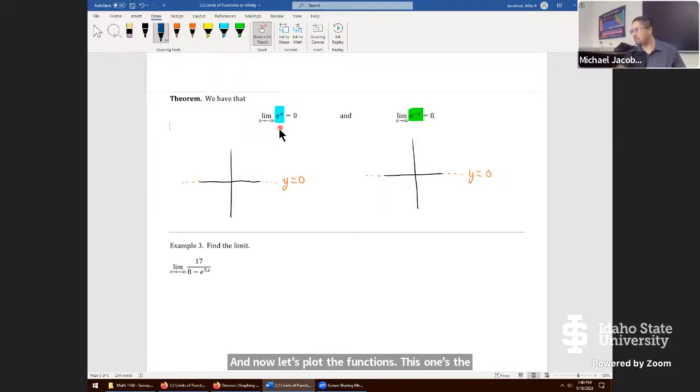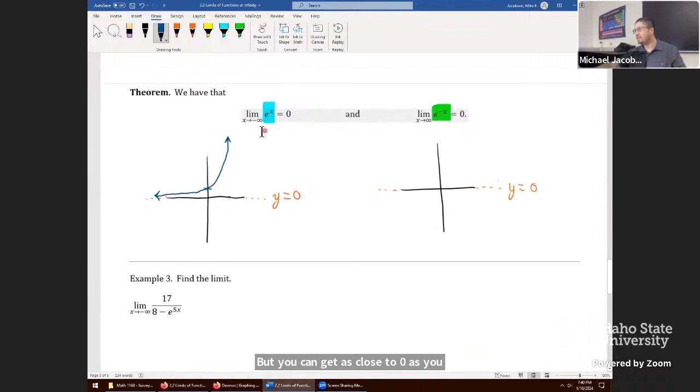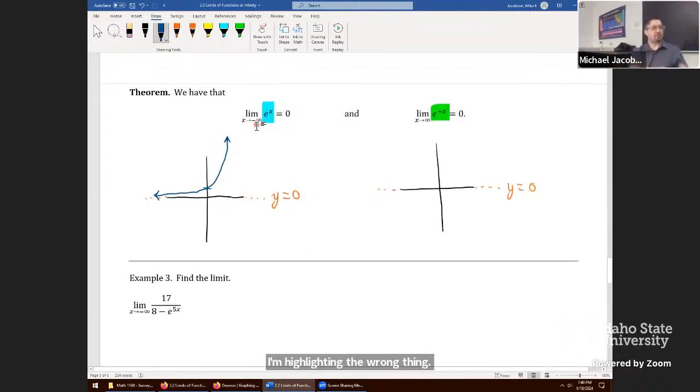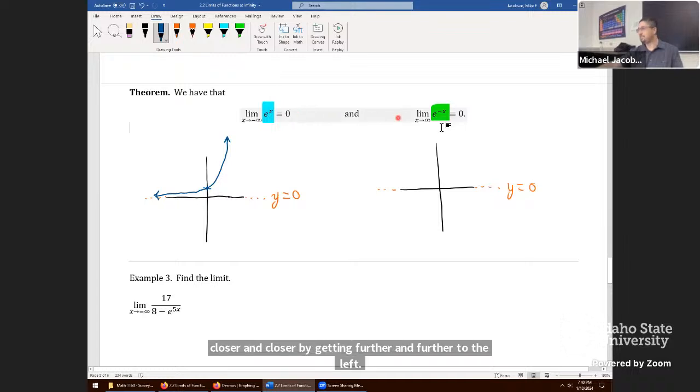This one's the base e exponential function. Intersects exactly at 1. And it grows exponentially really, really rapidly. But if you move to the left from the y-axis, it decays exponentially towards the horizontal asymptote. It will never actually hit 0. E to the x is always positive no matter what. But you can get as close to 0 as you'd like by letting x go far and far to the left. You can get closer and closer by getting further and further to the left, heading off in that direction. So that's what happens to this limit.